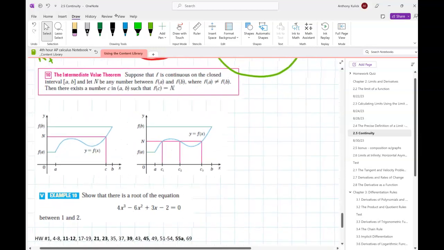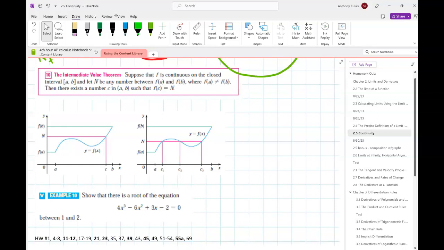Last idea here in 2.5 is this intermediate value theorem. This has a name. This one's important. This shows up every year, multiple places on the AP exam. This is one you'll want to have memorized because you'll have to use it to do stuff. So you need to know what it says.